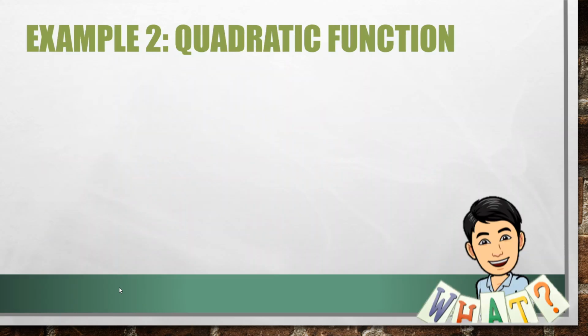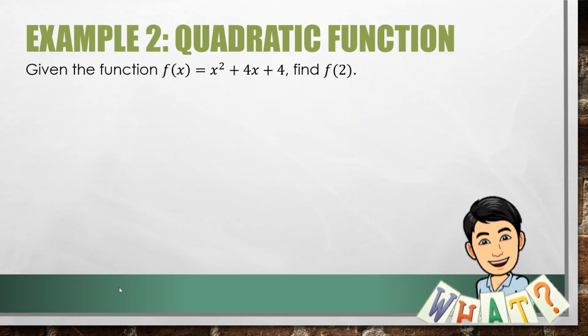We have the quadratic function. So, this is a problem. Given the function f of x is equals to x squared plus 4x plus 4, then we are going to find f of 2. Okay, so this equation is a quadratic function.